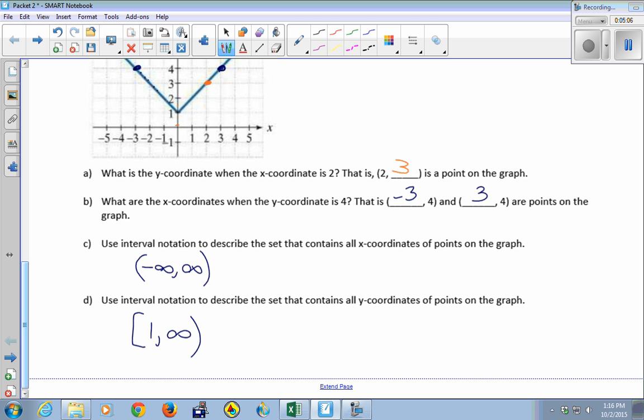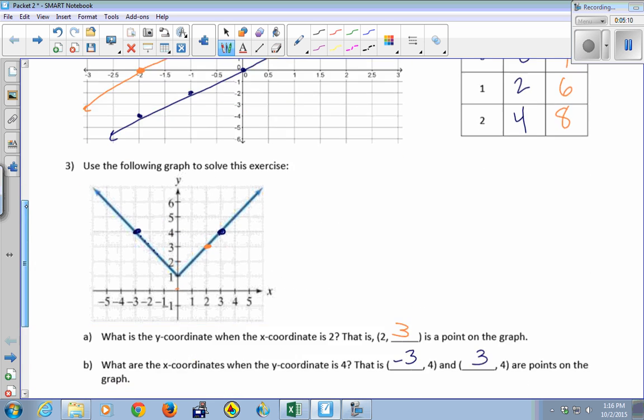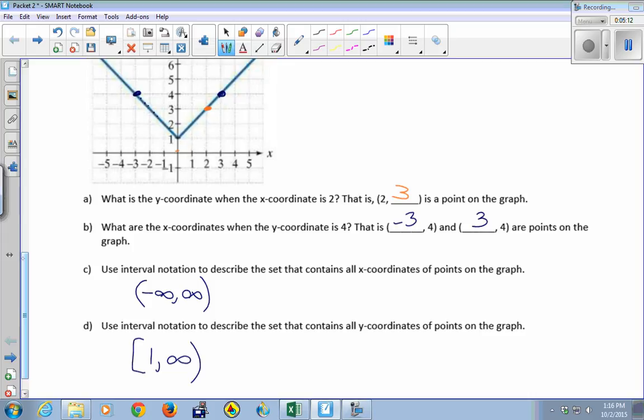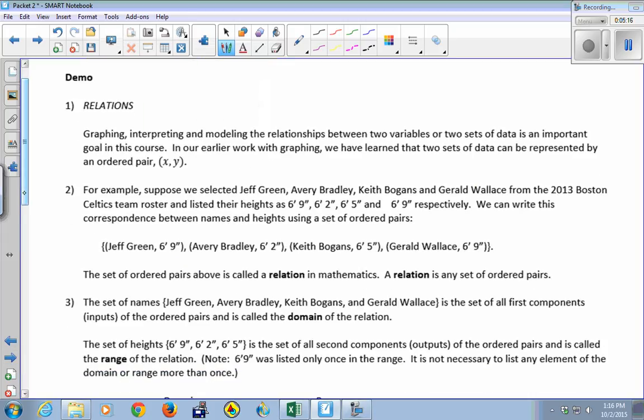All right, so that's a little bit of introduction to several topics that we're going to cover in the next few lessons. We'll keep those in mind. So the first thing we're going to talk about is relations. Graphing, interpreting, and modeling relationships between two variables or two sets of data is an important goal in our course.